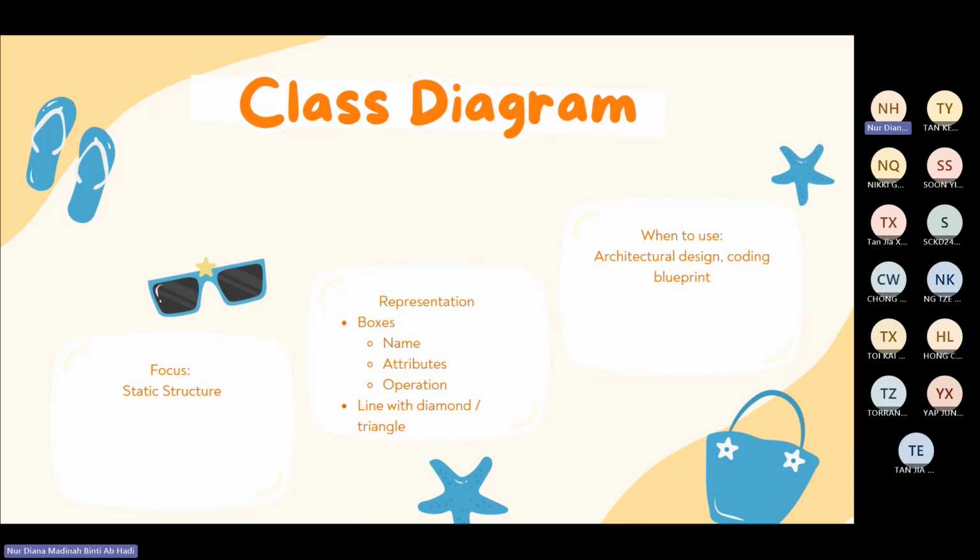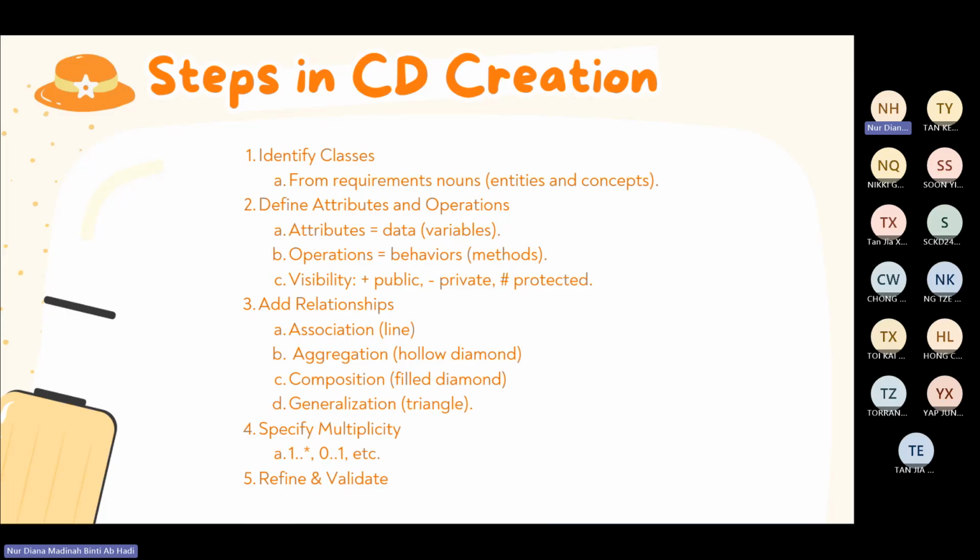Okay? So, next. This is the way how you create your class diagram. You need to identify the classes. What is a class? One box? No, it is not one box. What is it? For example, inside your college, we have a lot of rooms. So the room, we can know it as a class.